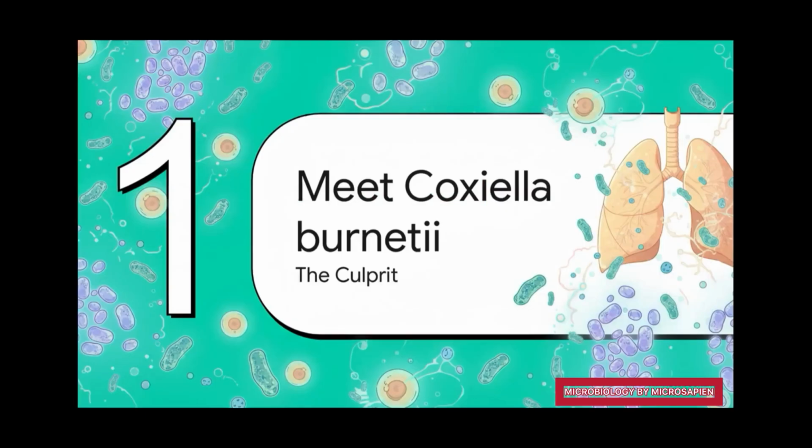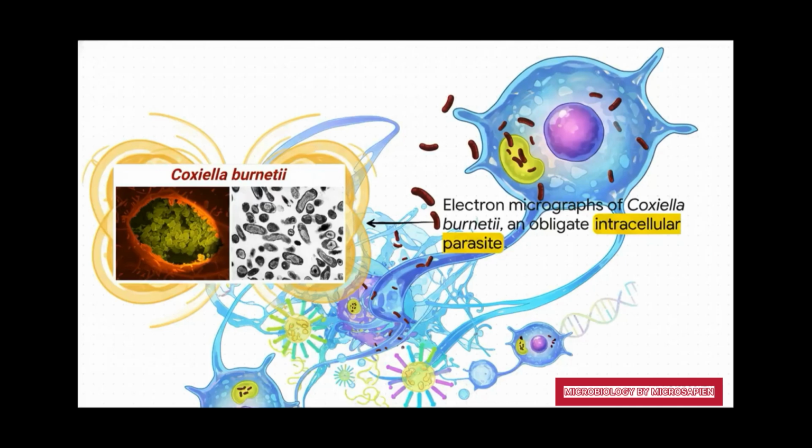Okay, so let's meet the bug itself, the culprit behind the query, Coxiella burnetii. Its unique characteristics are really the key to understanding how Q fever operates. And here it is. This is our guy. Coxiella burnetii is what we call an obligate intracellular parasite. Now, what does that mean? It means it can't survive and replicate on its own out in the open. It has to get inside a host's cells, specifically our macrophages, and hijack their machinery to multiply. It literally hides inside our own immune cells. That's its whole game plan, and it's exactly why it is so good at causing these sneaky, persistent, chronic infections.